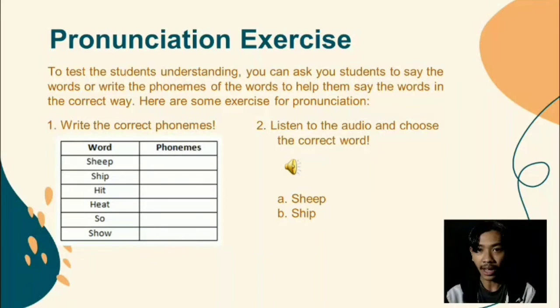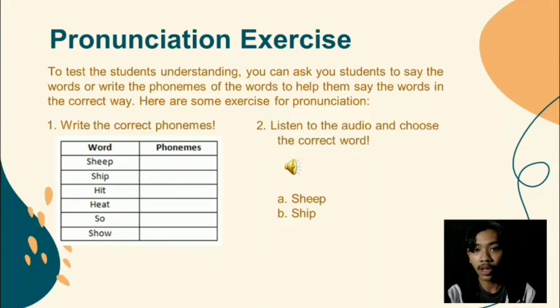Then, pronunciation exercise. To test the students' understanding, you can ask your students to say the words or write the phonemes of the words to help them say the words in the correct way. Here are some exercises for pronunciation. First question, write the correct phonemes. As a teacher, you give two columns. The first column is for the words or questions, and the second column is for the answers or phonemes.